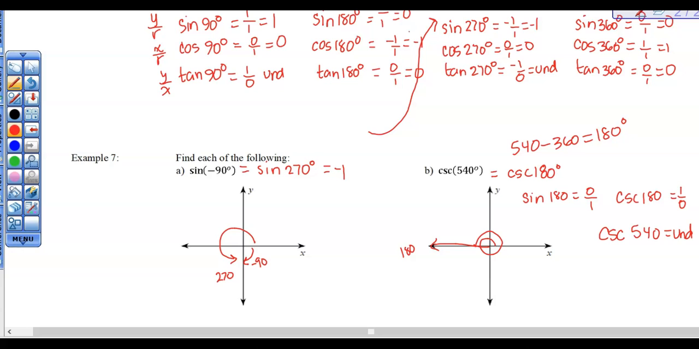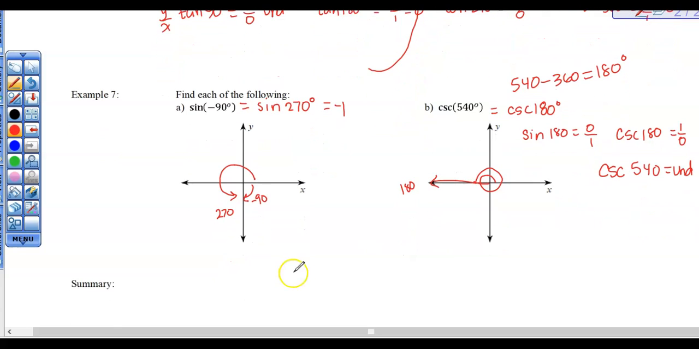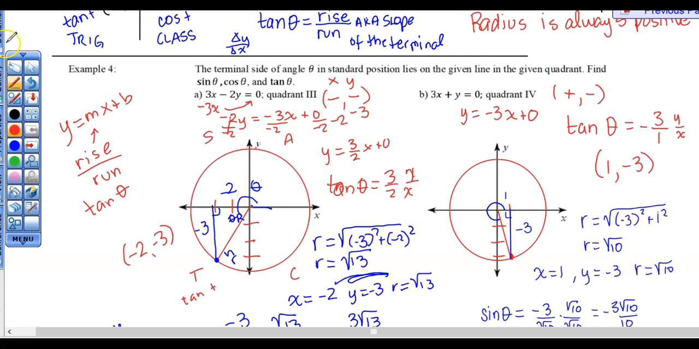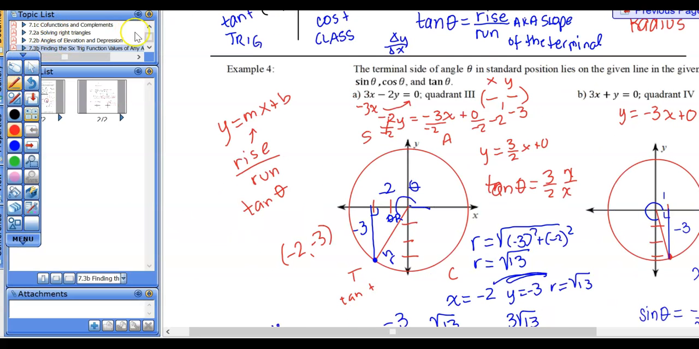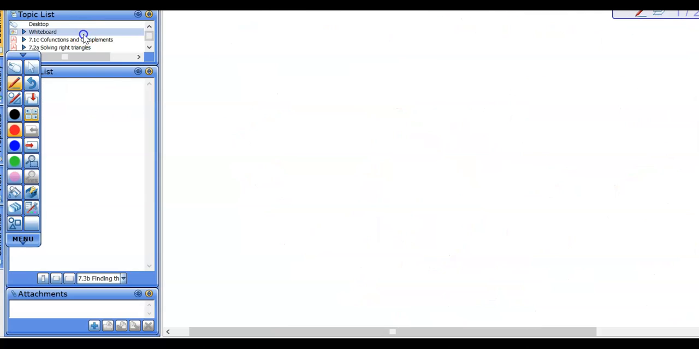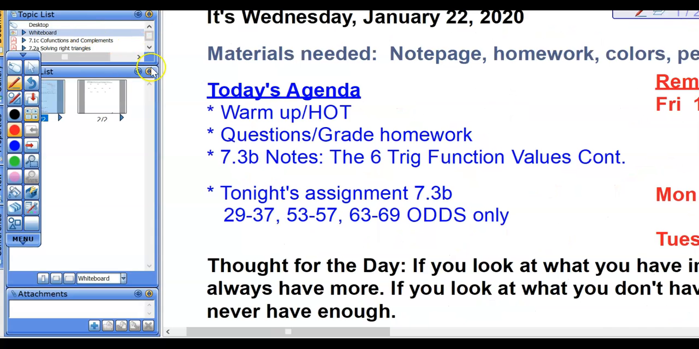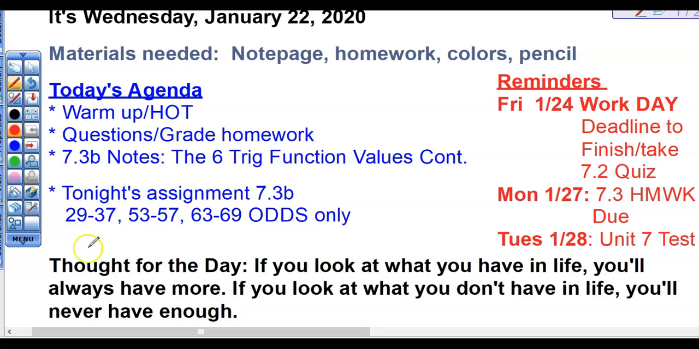And there you go. So your homework tonight is on the 7.3 assignment. Let me go back and look. It's on the other page here, so let me just open this up and I'll quickly get this for you. Okay, homework tonight is problems 29 through 37, 53 to 40, 57, and 63 to 69, but only do the odds from each of those question groups. Just do the odds. Okay, have a good day.